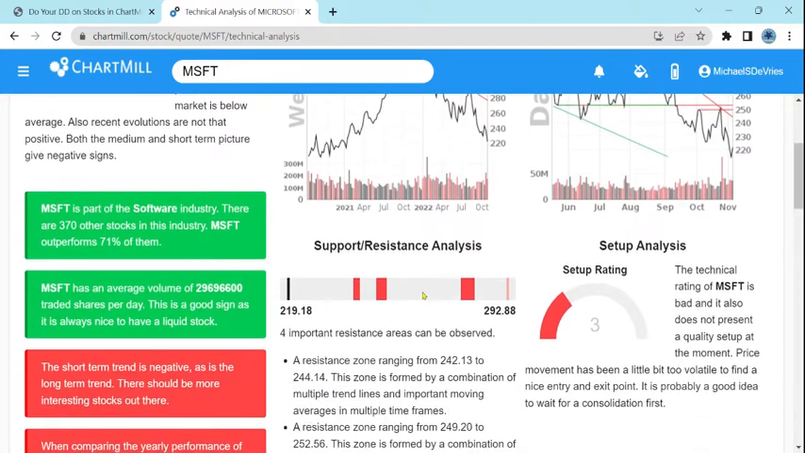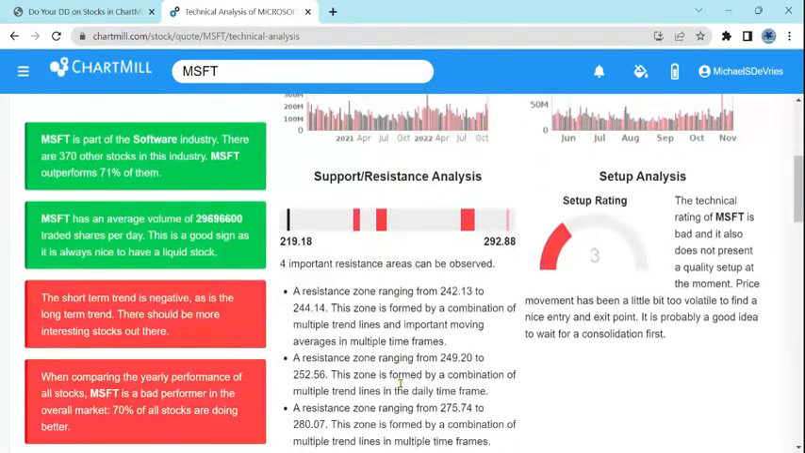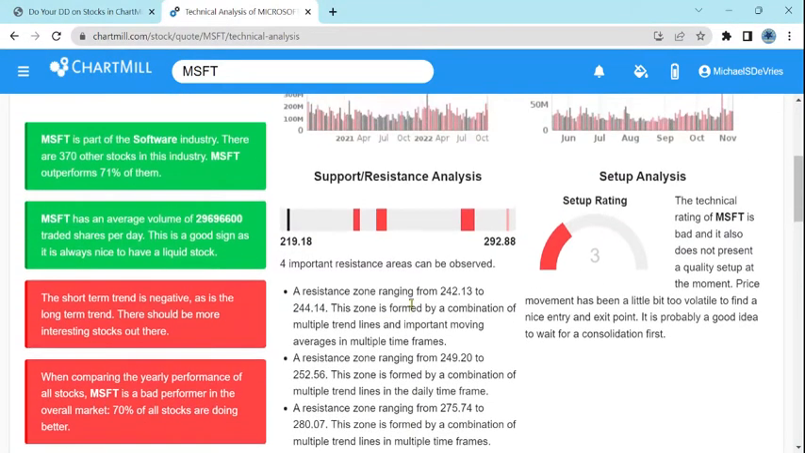Then you can see support and resistance levels. It shows you, given the current stock price, where a resistance level is in detail. It gives you several different resistance and possibly support levels. It also gives you a setup rating. So what's the setup for an entry as of this date, in this case as of November 6, 2022? It's saying it's only a 3 out of 10. And again, it gives you a detailed explanation of that. It does not present a quality setup. Price movement's been too volatile to find a nice entry and exit point.